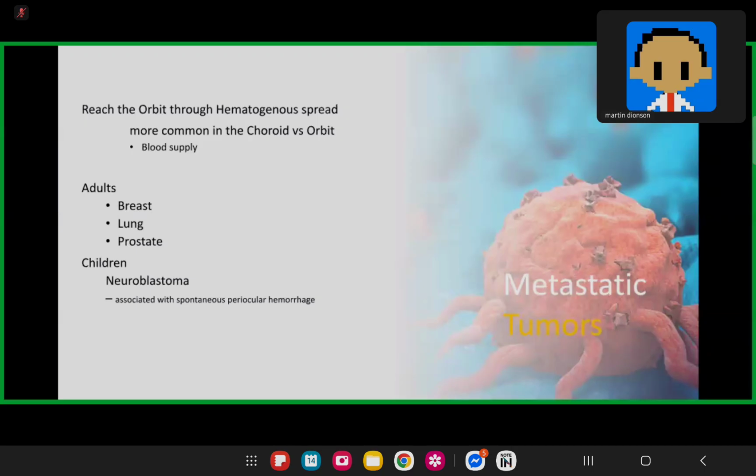Adults often have breast cancer for females, and lung and prostate cancer for males. So always remember to check for lymphadenopathy, and also look at the eye for tumors. In children, one of the common tumors would be neuroblastoma. Often they will have spontaneous periocular changes, which are more obvious. So when the patient has a different primary tumor and then a secondary tumor in the eye, it is often a neuroblastoma.